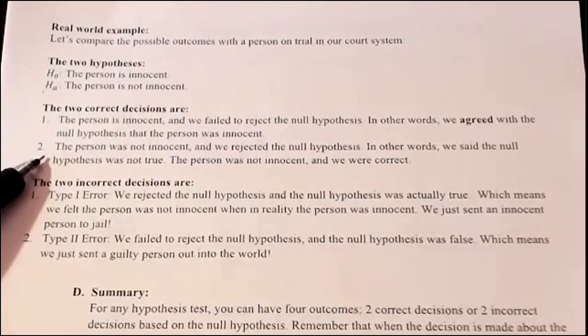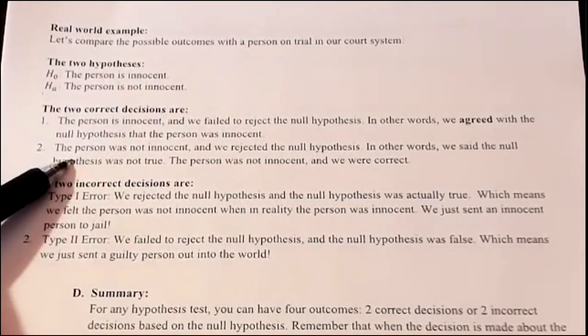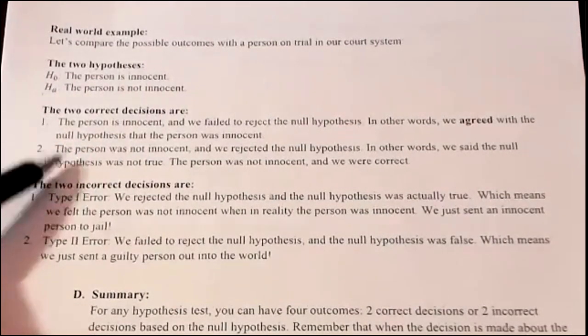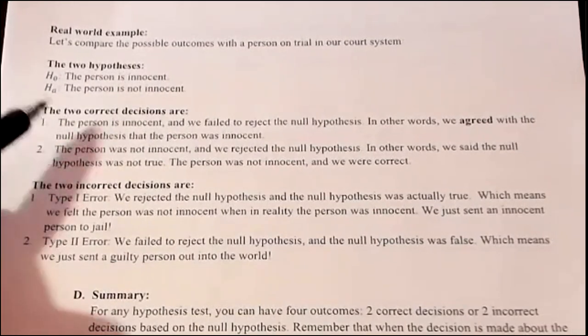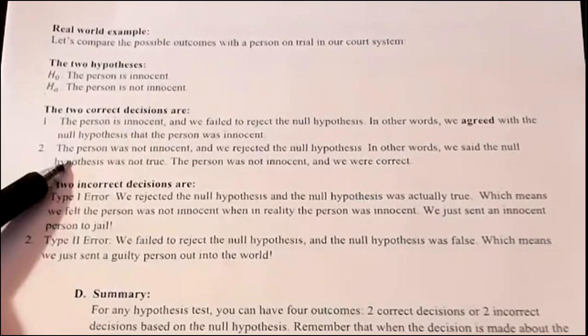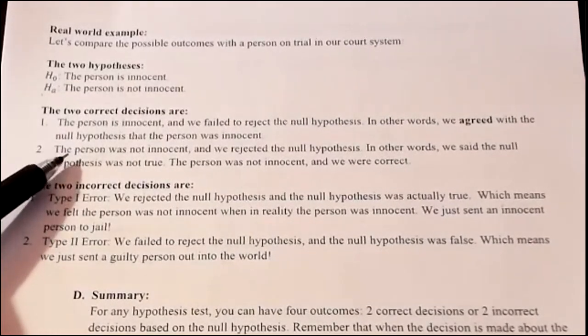The other correct decision is that the person was not innocent and we rejected the null hypothesis. We said, wait a second, it's not true that that person was innocent. We have enough evidence to show that they were guilty. So these are the two correct decisions, right? They were innocent. We proved that they're innocent. The evidence shows they're innocent. So we do not reject the null. The other version is that they're not innocent, that they're guilty, right? And we have enough evidence to show that they're guilty. So we reject the null. We're like, no, this person is not innocent.